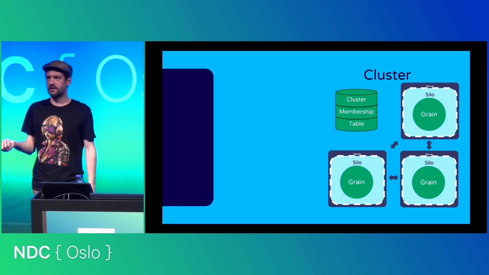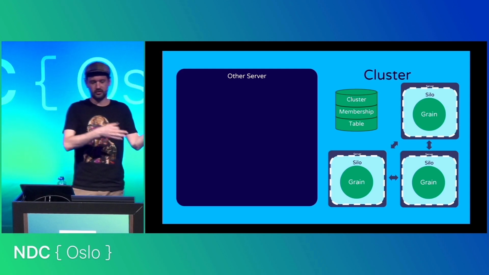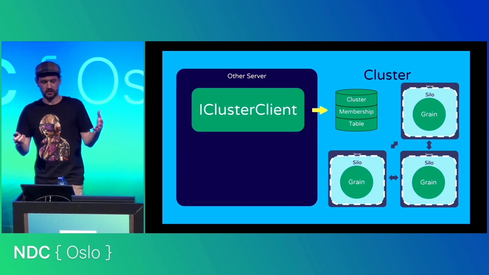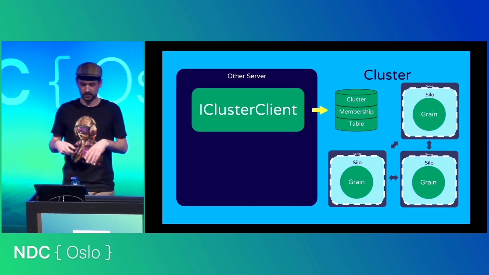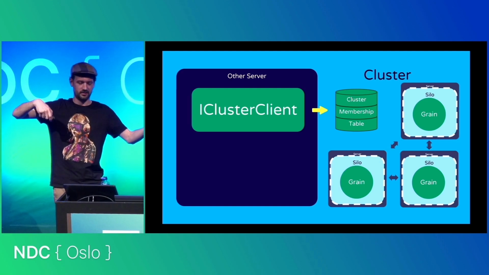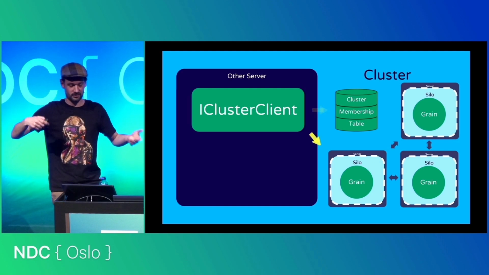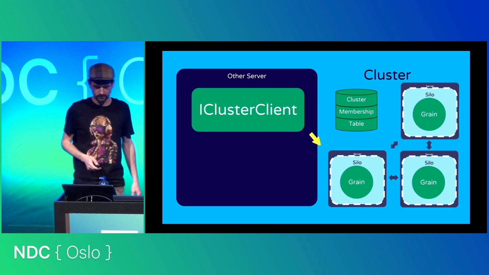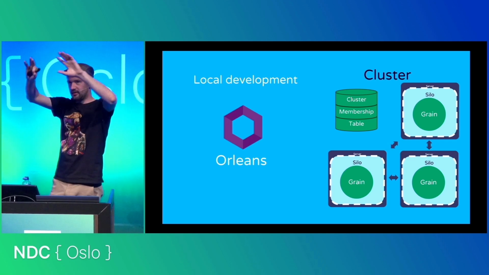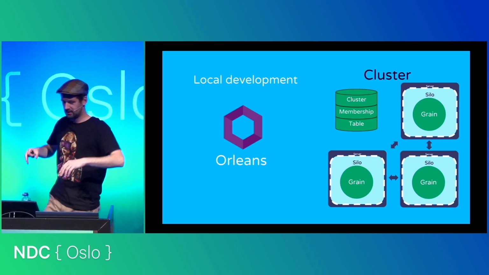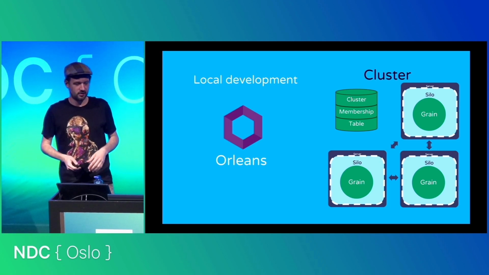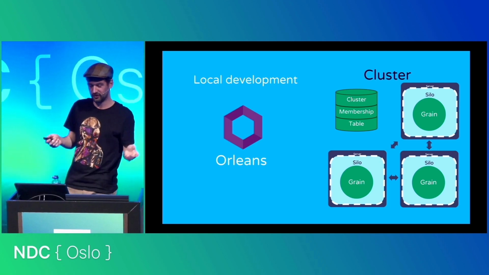If we want to connect to our cluster from another server which doesn't use Orleans, we can use an IClusterClient, which also checks the cluster membership table. Where can I find all the silos and connect to that? So it's really nice that we have a cluster and we need to have a table and we have got networking happening.